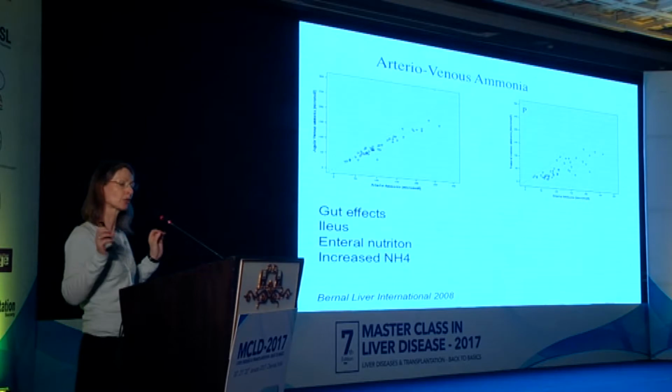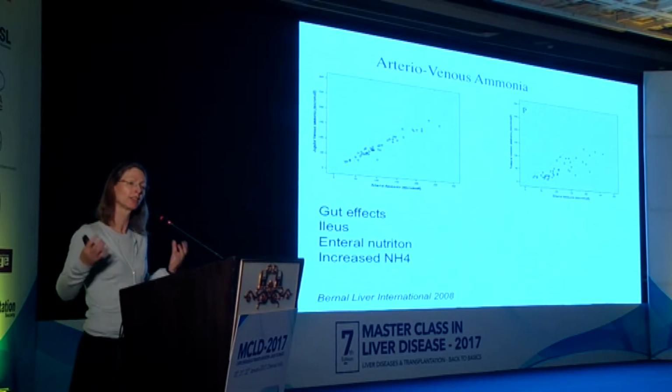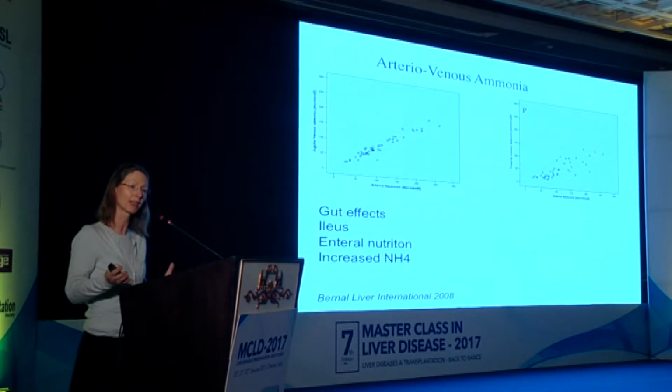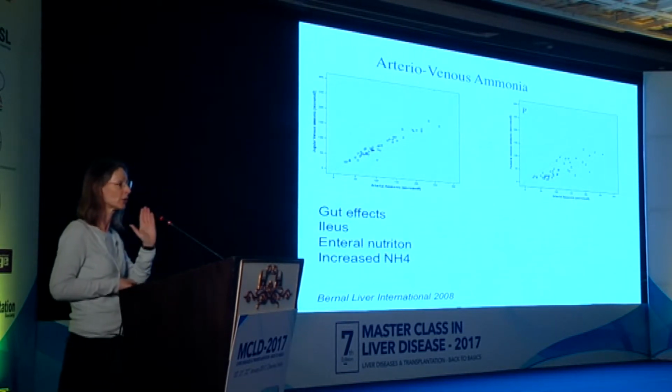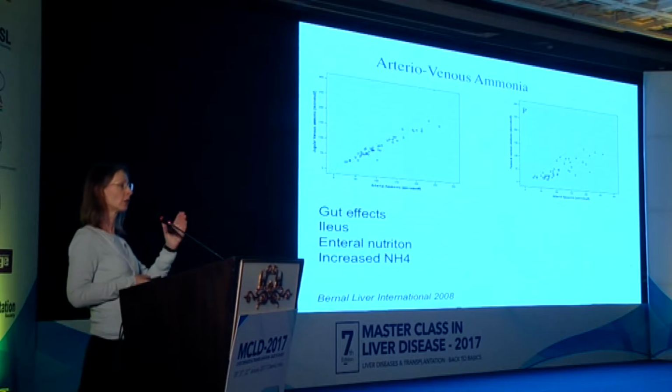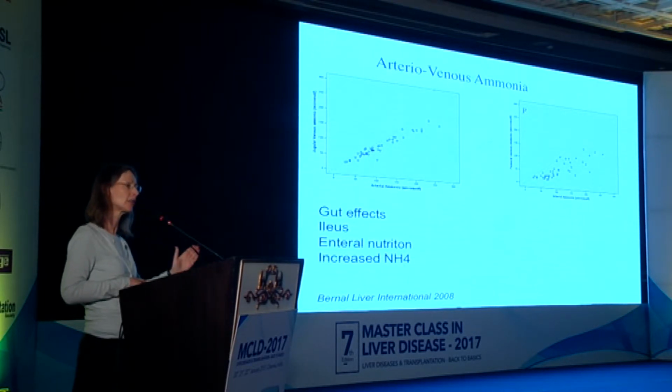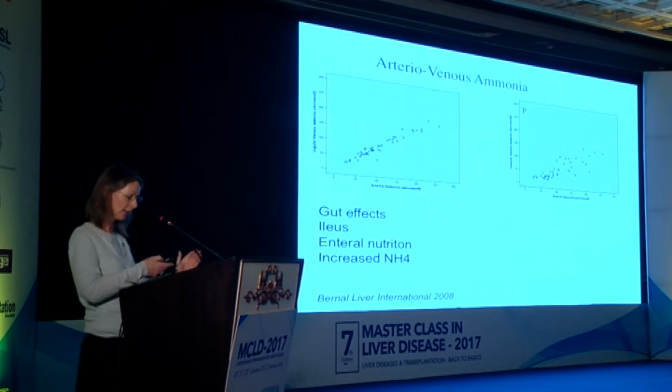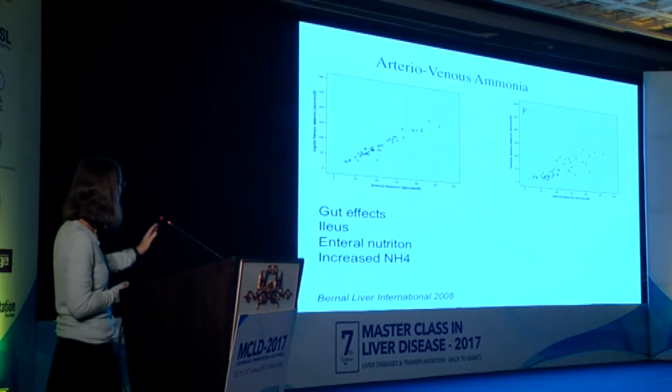The other thing to remember is when you're measuring ammonia is where you're measuring it from. Arterial ammonia is the gold standard. It's important that if you're taking a femoral venous or a right atrial ammonia, that you recognize that's going to be lower. And that's emphasized nicely on both of these slides.